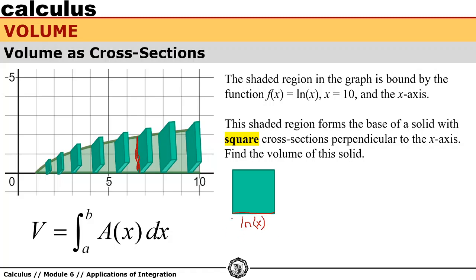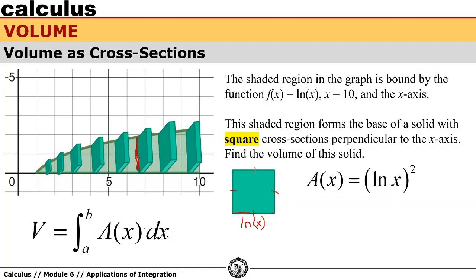Alright, so we got this length of the segment is the natural log of x, and that would mean since the shape is a square, all four sides are obviously going to be equal. So the area of the square is just going to be found by taking the natural log of x and essentially squaring it. So what you're going to see next here is the area function for the square is just going to be the natural log of x squared.